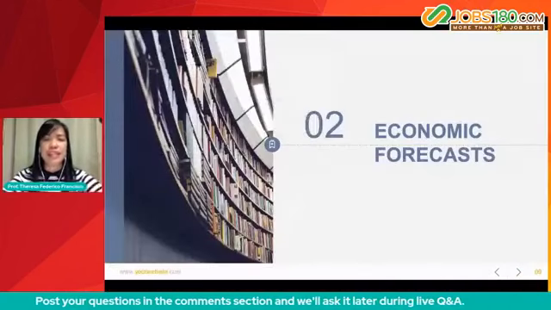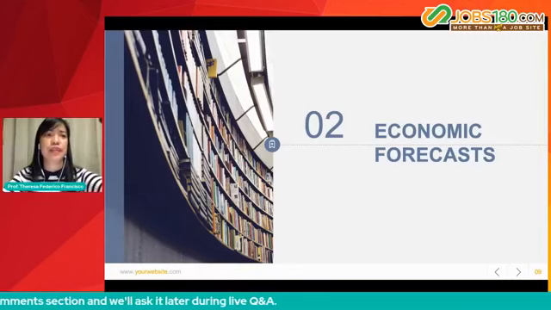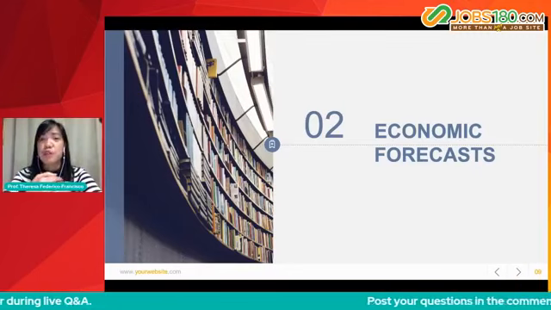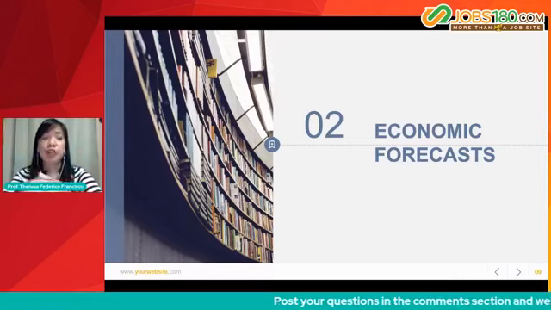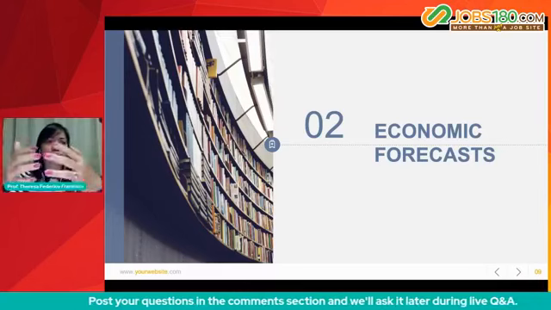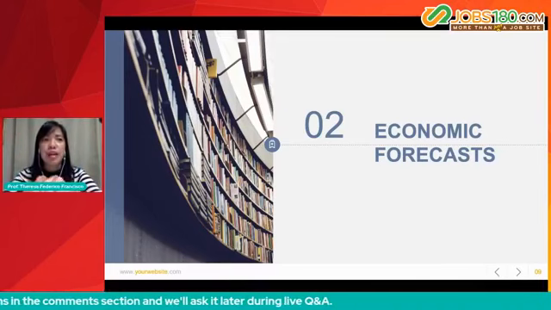Now let us take a look at the economic forecast. Nevertheless, we are seeing early signs of recovery, hopefully, of course. We are looking for that. The manufacturing purchasing managers' index rose to 49.9 in November, close to 50.